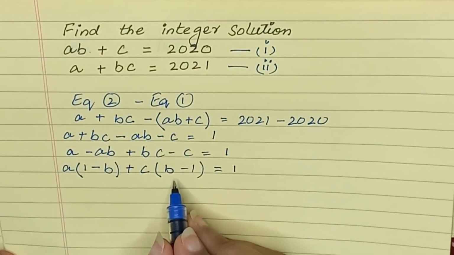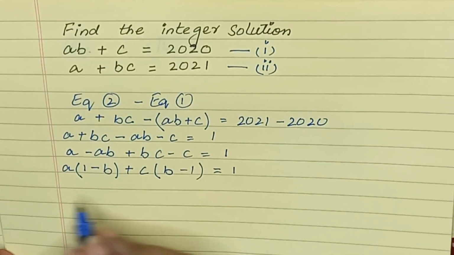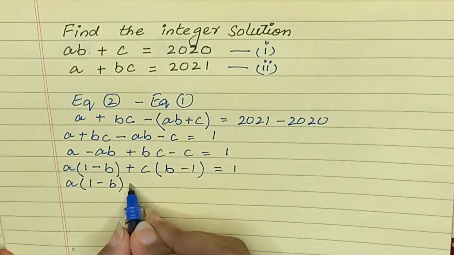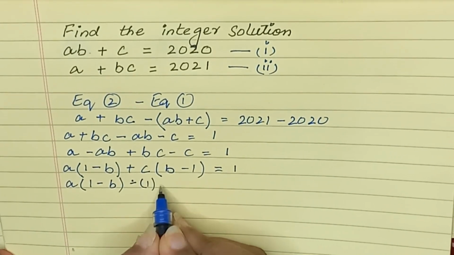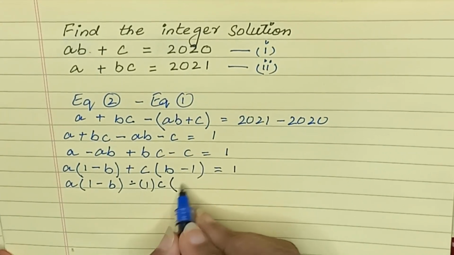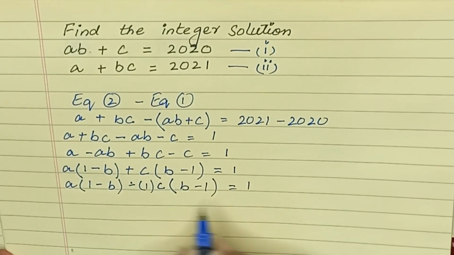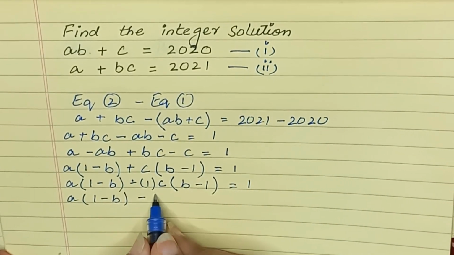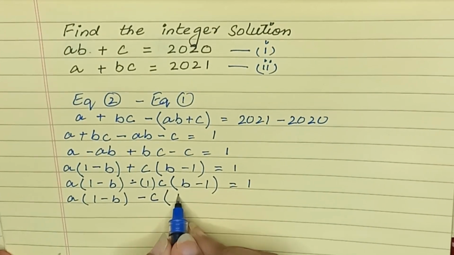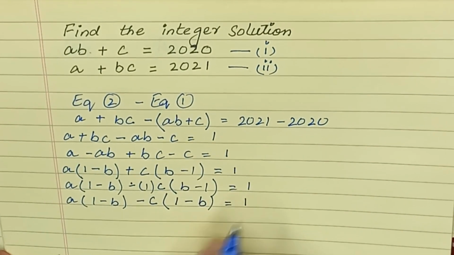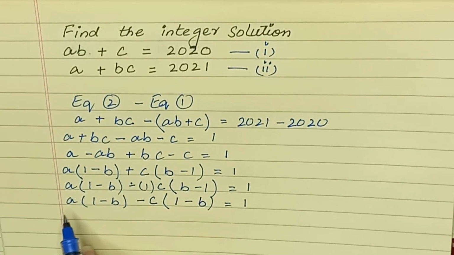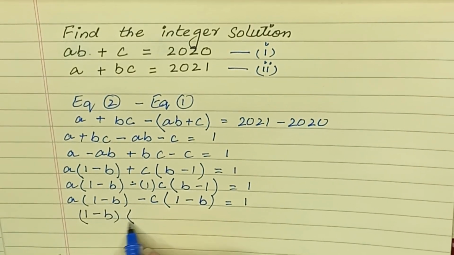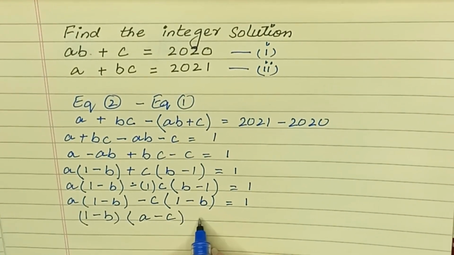Here 1 minus b and b minus 1 differ in sign, so we will multiply by -1, so it will become minus c times (1 minus b). Now 1 minus b is common in both terms. So we will take 1 minus b as common and we have remaining a minus c, which is equal to 1.